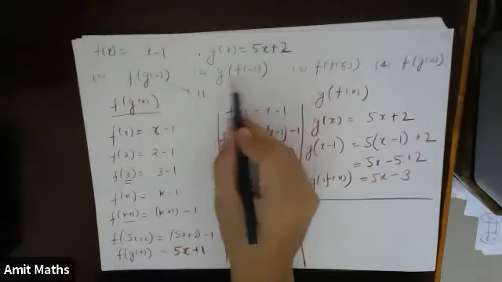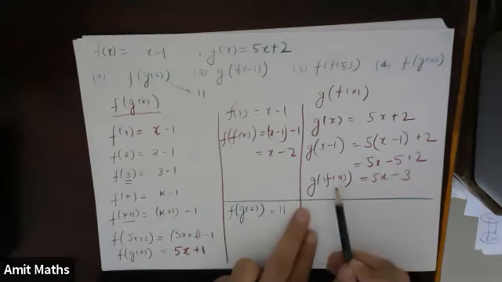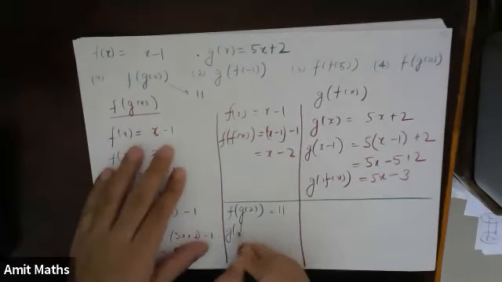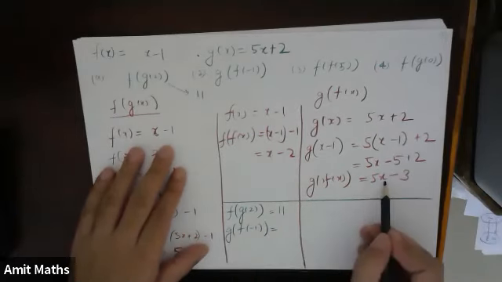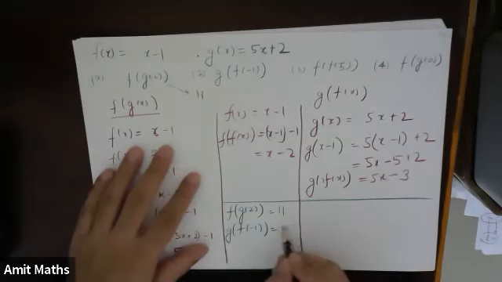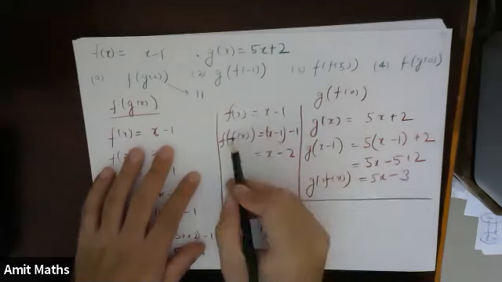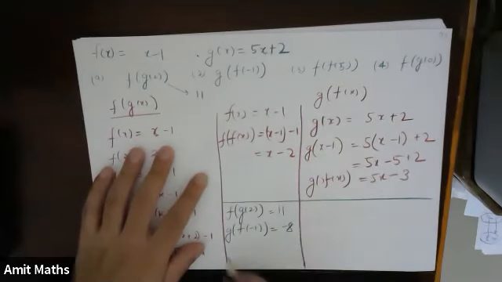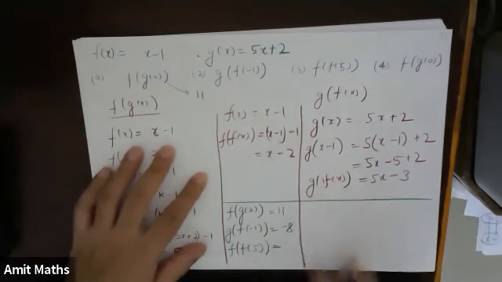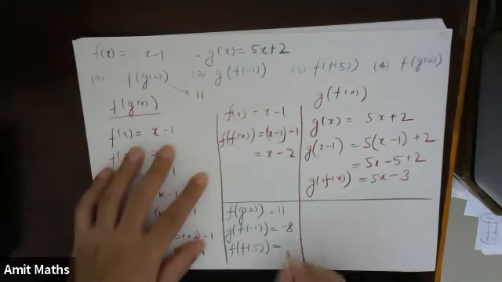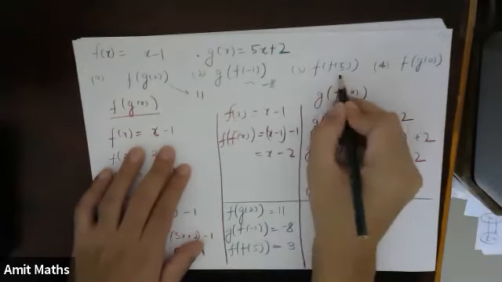Second, g of f of minus 1. g of f of x is 5x minus 3. Instead of x, I have to substitute minus 1. So g of f of minus 1 will be equal to 5 times minus 1, minus 5, minus 3, which is minus 8. Next, f of f of 5. This is the function f of f, which is x minus 2. So f of f of 5 will be 5 minus 2, which is 3.